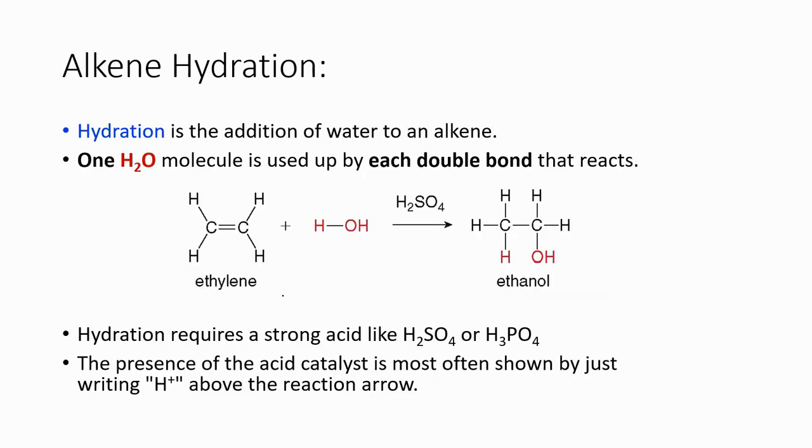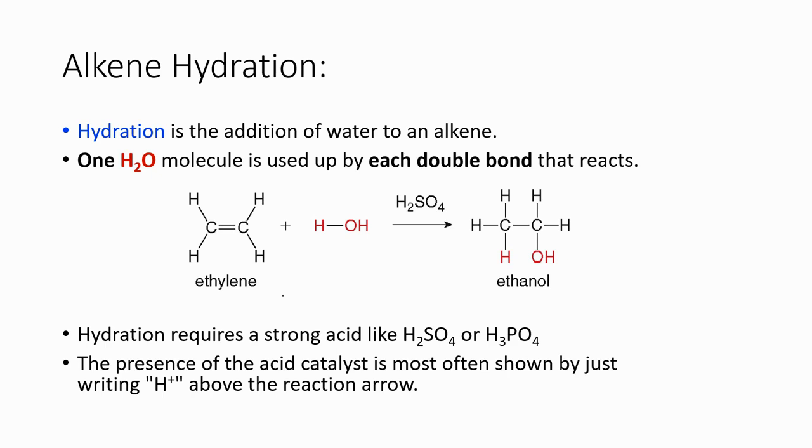Okay, great. All right, the next thing we need to talk about is hydration. This is where we're adding water across the double bond. What's going to happen is one of the H-O bonds is going to break, and one of the double bonds is going to break. Then we add hydrogen to one side, and we add OH to the other side. In this molecule, ethylene, it's identical, so it doesn't matter where we put it.